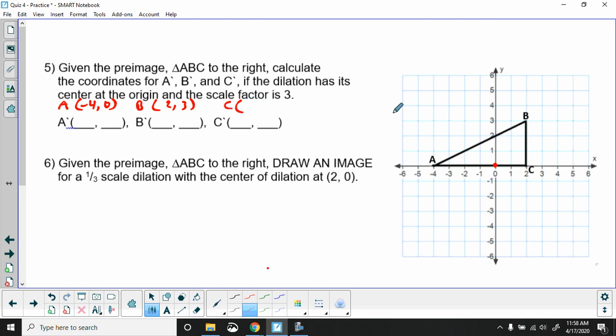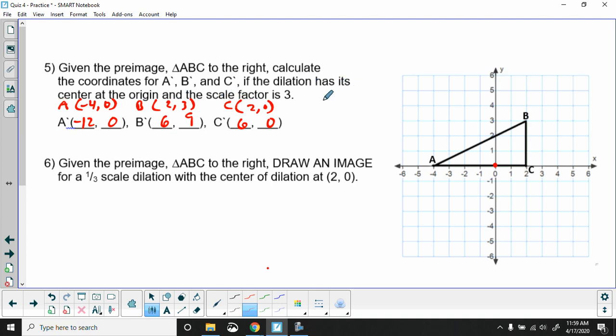All right. We just have to multiply by 3 to everything. So 3 times -4 is -12. And then obviously this is 0. 3 times 2 is 6. 3 times 3 is 9. 3 times 2 is 6. 3 times 0 is 0. That's all we had to do. Didn't say anything about drawing it. Okay. And when the center of dilation is at the origin, or 0, 0, you just need to multiply.